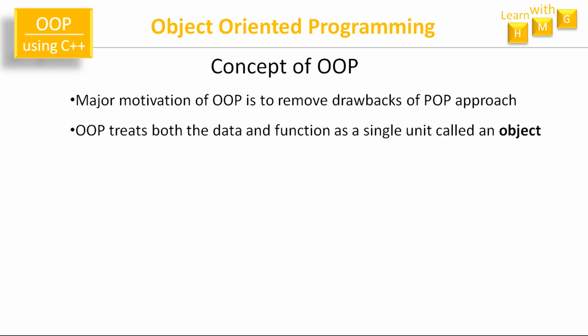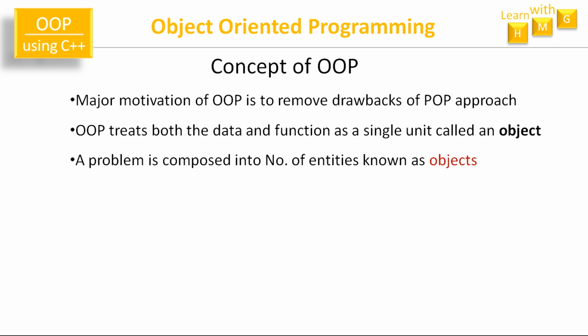So there is a new terminology, object, and this object is nothing but the combination of data and function. So data and functions in a single unit is called an object. Thus the problem is composed into a number of entities known as objects. Like this, there are n number of entities, and those entities are nothing but objects, and the problem is composed into a number of such objects.